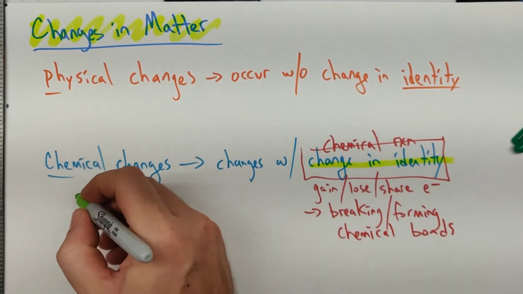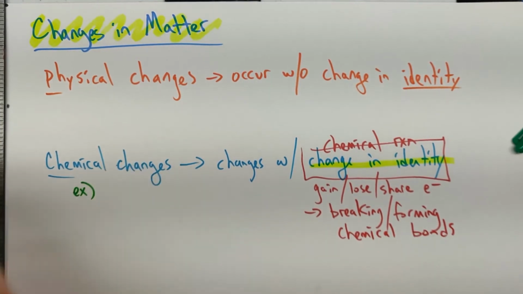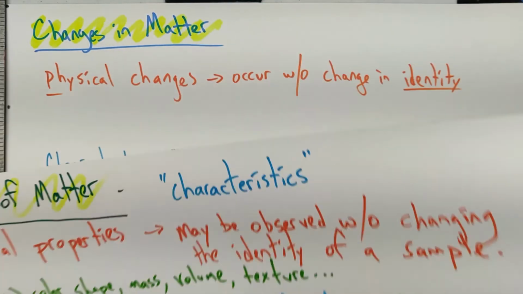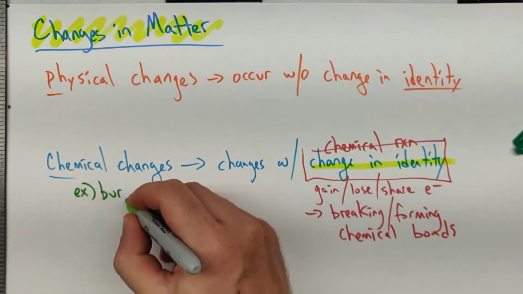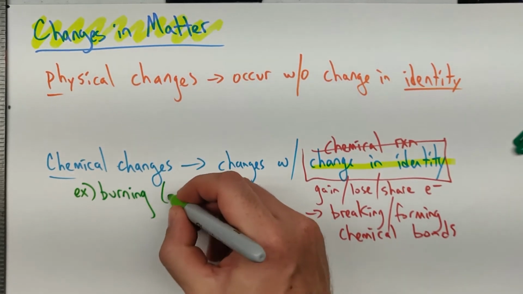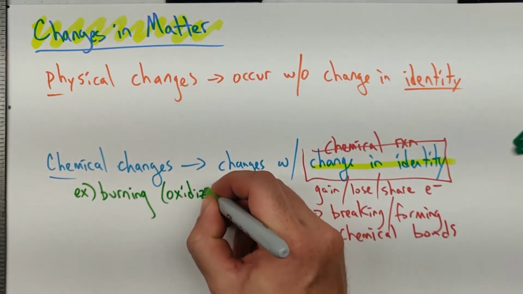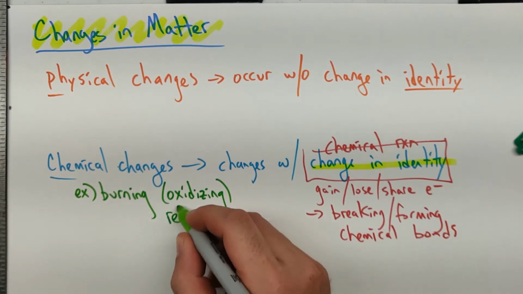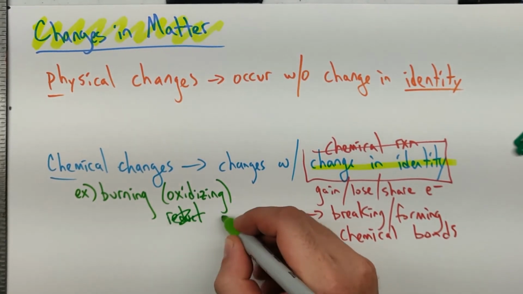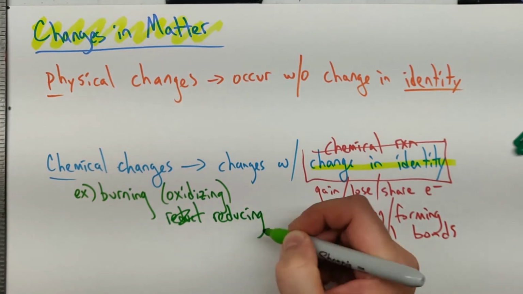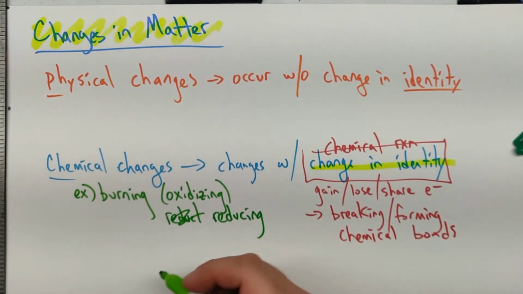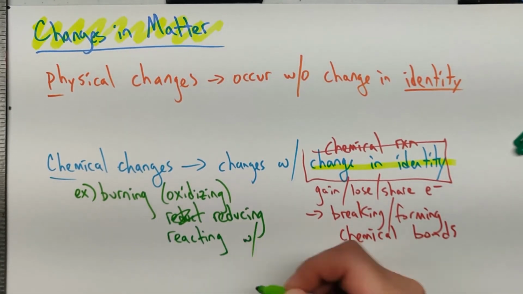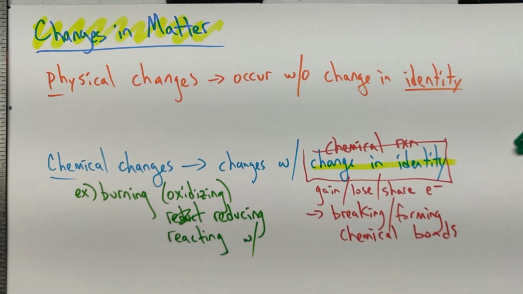So what would be an example of something where we do have a change in identity? Well, if a chemical property was flammability, I said moments ago that the verb form of that might be burning. Or in general, you could say oxidizing. If you have oxidizing, you also have reducing. And in general, we had things like reactivity with something. So you could say reacting with something else. All right? So those would be examples of chemical changes.